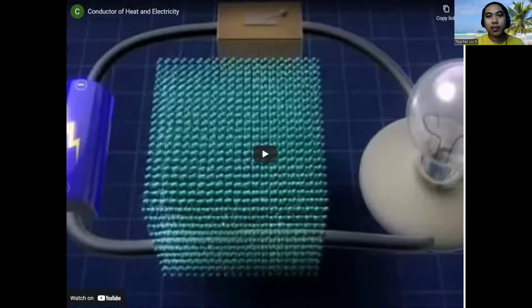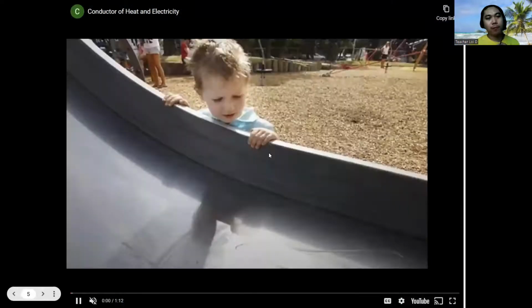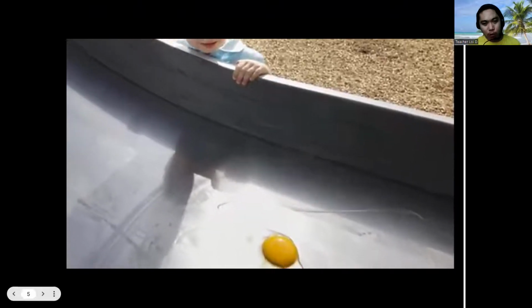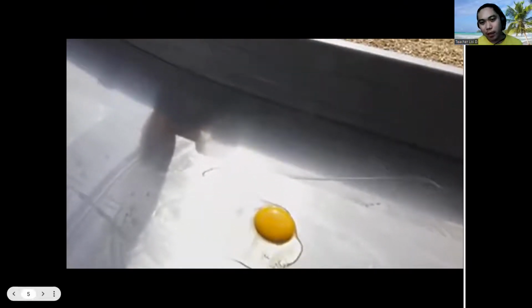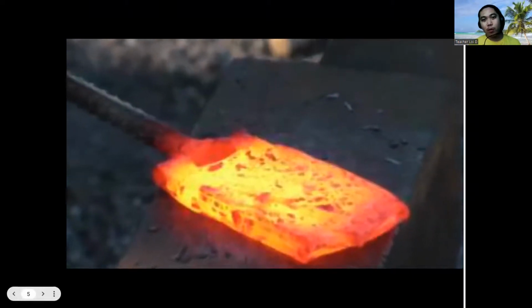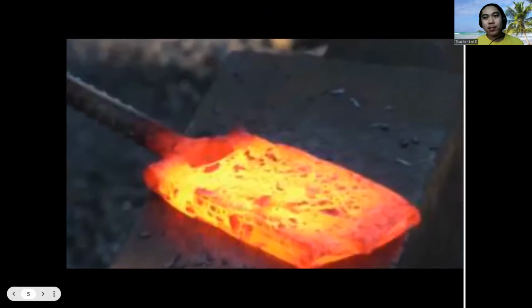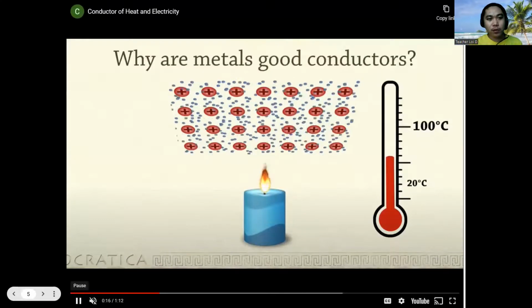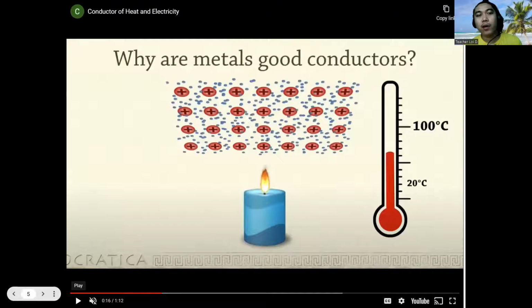So this will explain the conductor of heat and electricity. Okay? So yung bata, kung tayo ay naglagay ng itlog doon sa mainit na metal, ano mangyayari doon sa object? Di ba? Maluluto. Or in-expose natin yung metal sa mainit, ano yung mangyayari? So why are metals good conductors? Ano bang meron sa kanila?